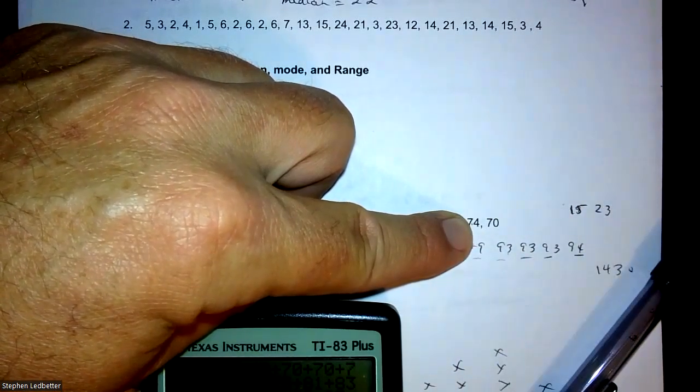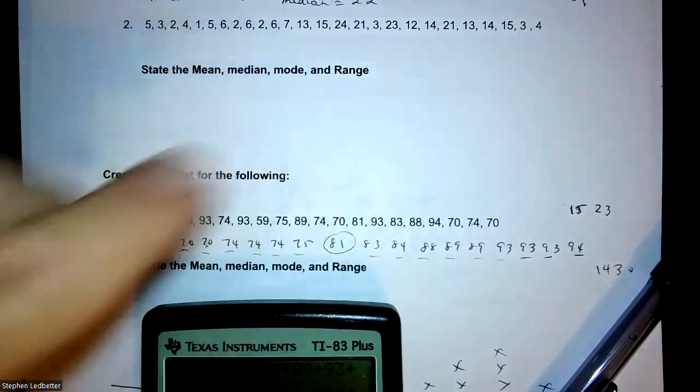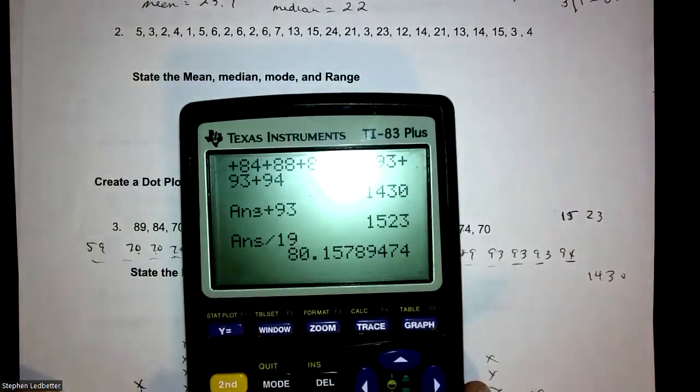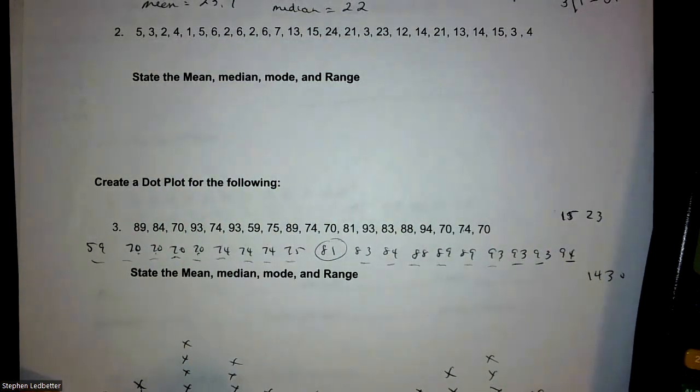And we know there's 19 of them. So divide by 19. And our number is 80.12. So let's say 80.2. That's how you find the mean.